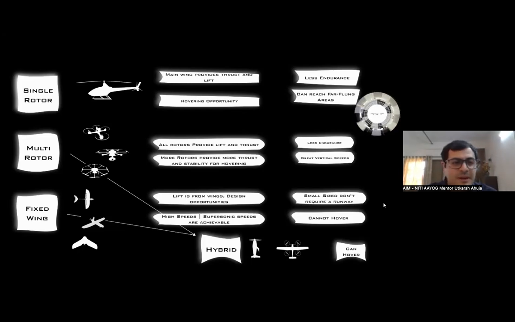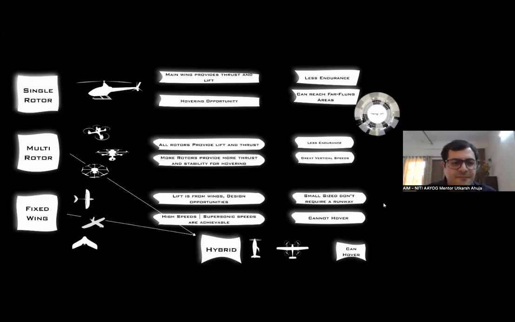What are the opportunities of multi-rotor? In case of multi-rotors, all rotors provide lift and thrust. More rotors provide more thrust and stability for hovering. So if there is a quadcopter, there is less stability, and in case of an octocopter, there is more stability. There is also a certain limit above which more propellers will not provide much stability. It will be more or less the same. But in this case, since a lot of power is used to lift the aircraft, a lot of thrust is used to keep the aircraft flying. In that situation, less endurance is seen, but at the same time, great vertical speeds are also seen.